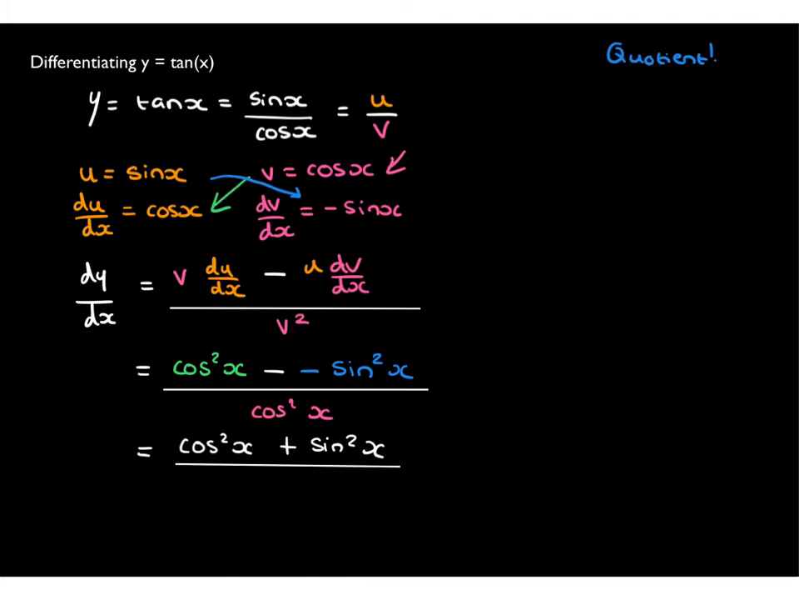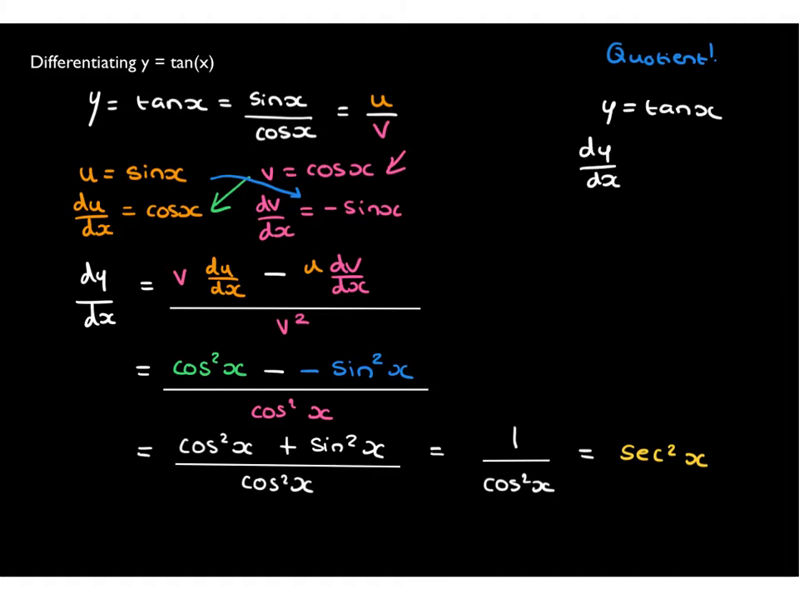And we know exactly how we're going to simplify that in a second. The numerator simplifies to 1 using a well-known trigonometric identity. So we have 1 over cos squared x. But we know from our knowledge of reciprocal functions that this is the same as sec squared x. So we know if y equals tan x, dy by dx is equal to sec squared x. And that's another important result.